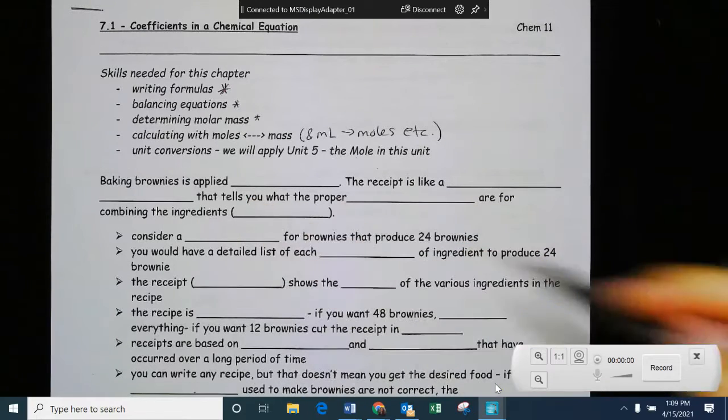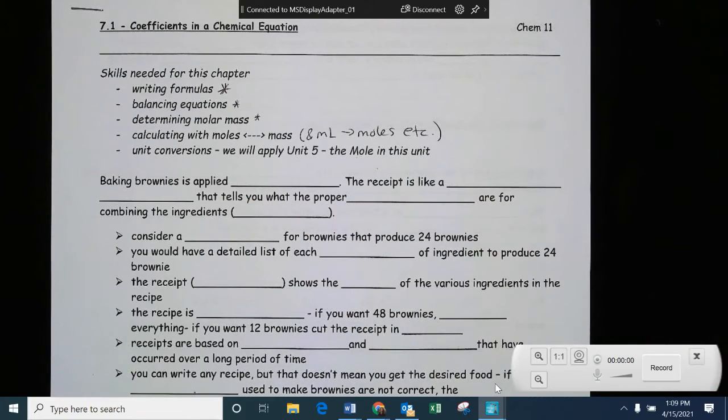Yeah, so all of them we are going to apply in this unit. So make sure that you're comfortable with those things. If you're not comfortable with them, study up, ask me questions. We need to make sure that you're in a place where you can comfortably do those to get through this unit. Okay.